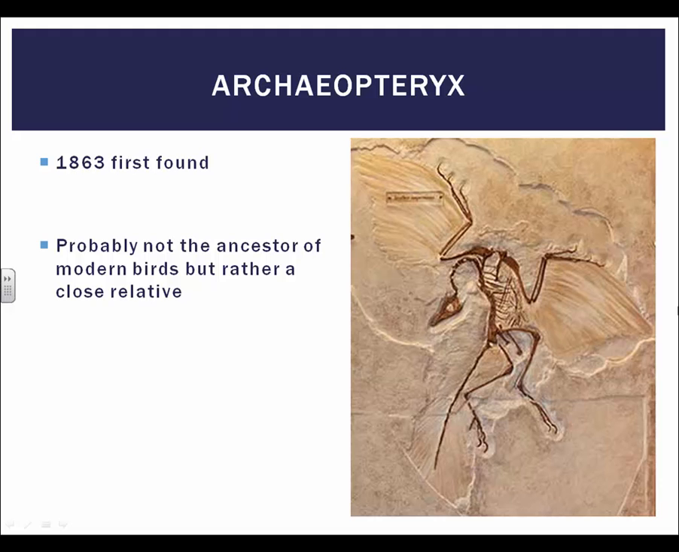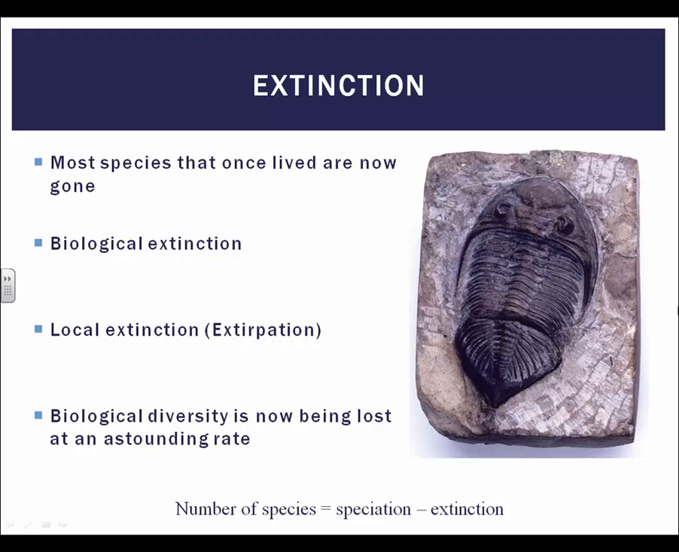So we can see that the teeth of this organism, birds don't have teeth. They don't have a long bony tail. Those are things more common in reptiles or reptilians. Here on this image, we see a trilobite. We also see another example of a fossil. But let's talk a little bit about extinction.